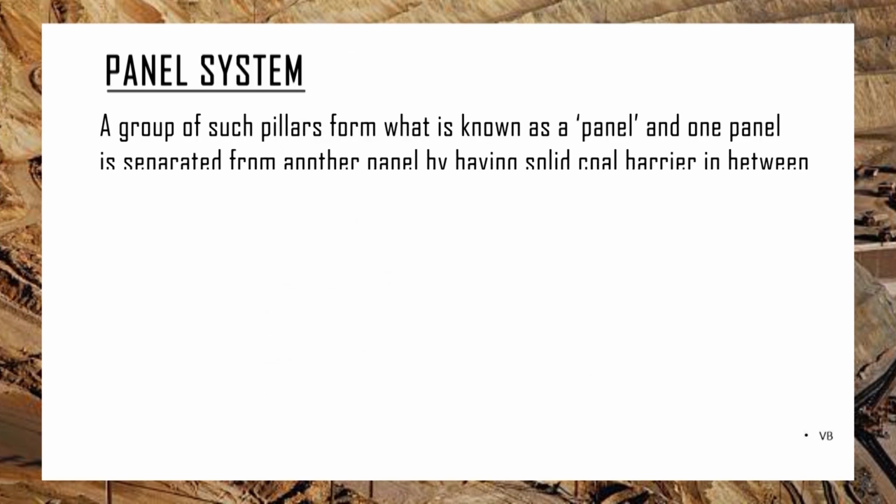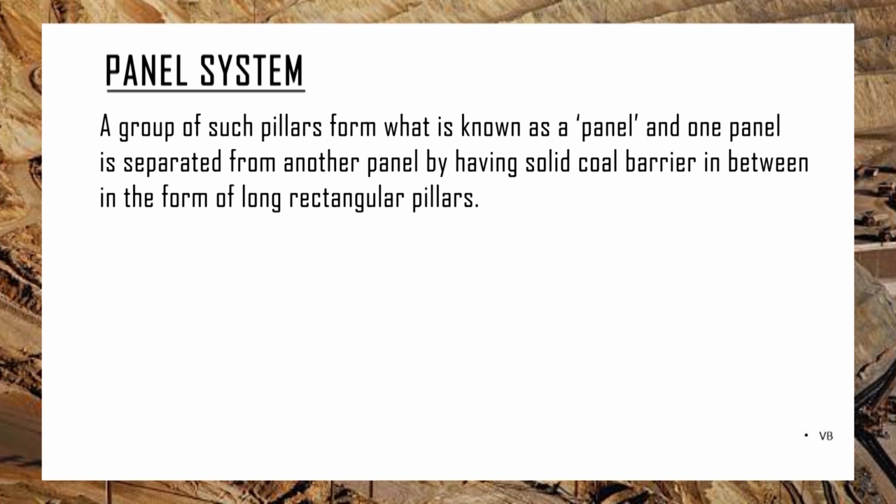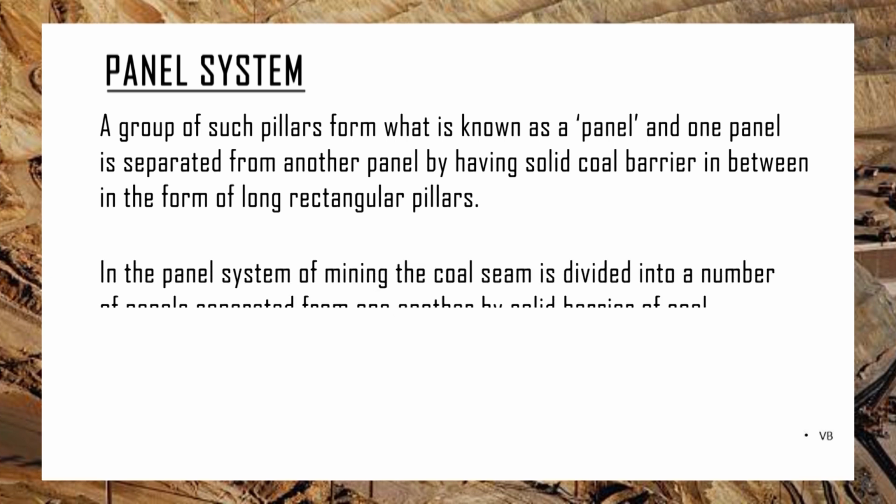Next point is panel system. A group of such pillars is known as a panel, and one panel is separated from another panel by having a solid coal barrier in between, in the form of long rectangular pillars. In the panel system of mining, the coal seam is divided into a number of panels separated from one another by solid barriers of coal.